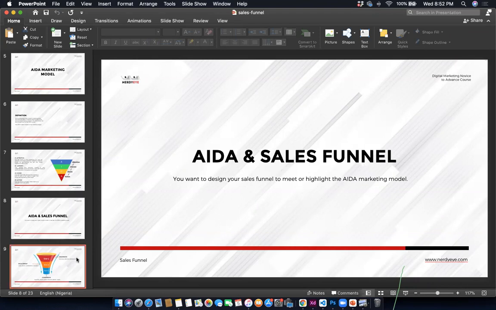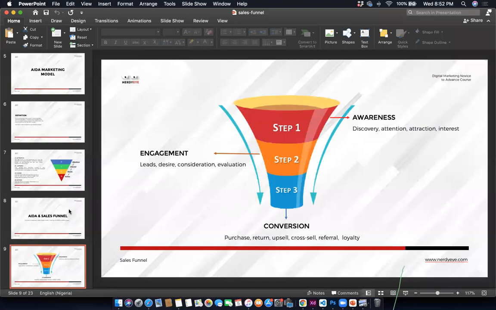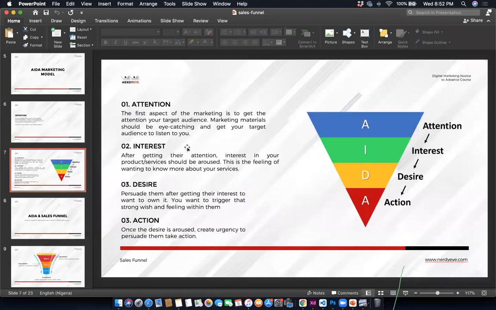But what exactly is AIDA? A stands for attention, I for interest, D for desire, then A for action. What is attention? The first aspect of marketing is attention. Marketing is all about attention.